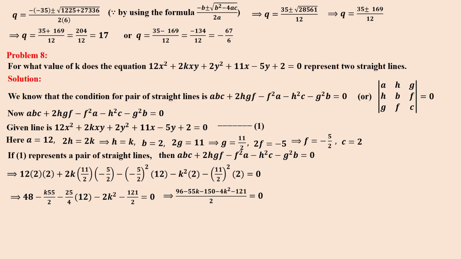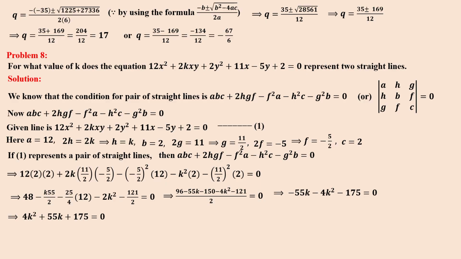After simplification, 2 is the LCM. Numerator: 96 − 55k − 150 − 4k² − 121 equal to 0. Just to do the cross multiplication, 2 into 0 is 0, so we will get −55k − 4k² − 175. Multiplying with minus and rewriting, you will get a quadratic in k: 4k² + 55k + 175 equal to 0. Again we are using the same formula. We know the quadratic equation formula from theory of equations, right? So k is equal to (−b ± √(b² − 4ac)) by 2a.